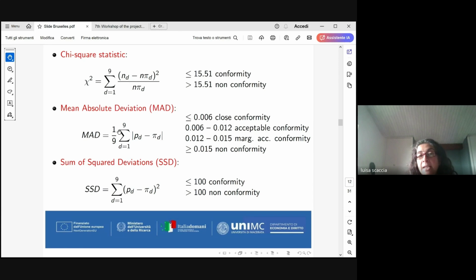Another possibility is to use the mean absolute deviation, which is simply the mean of the distance between the observed relative frequencies and the corresponding theoretical probabilities. Or still we might use the sum of square deviation, which is not the mean, but it's the sum, and we are squaring the distance.